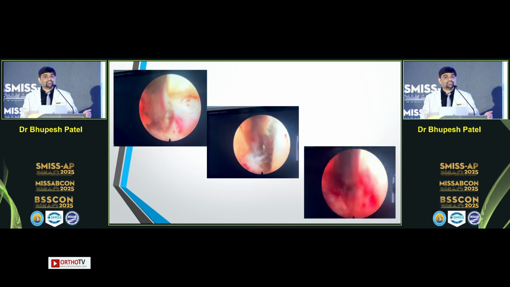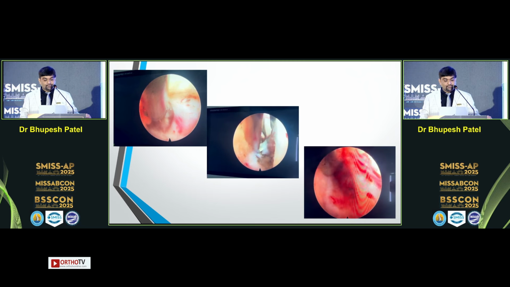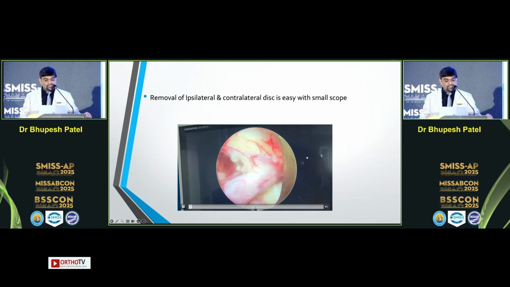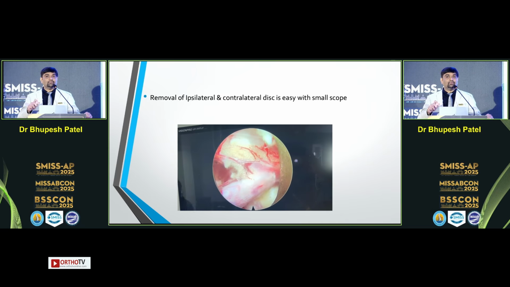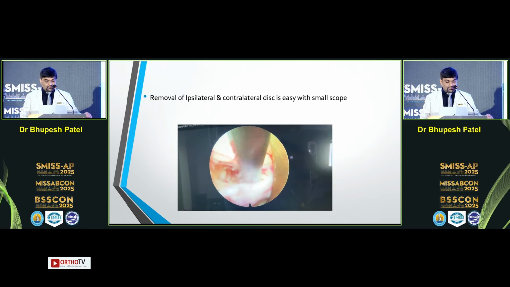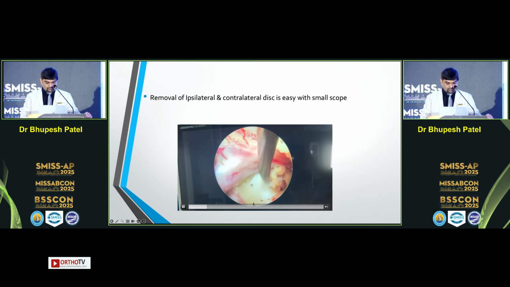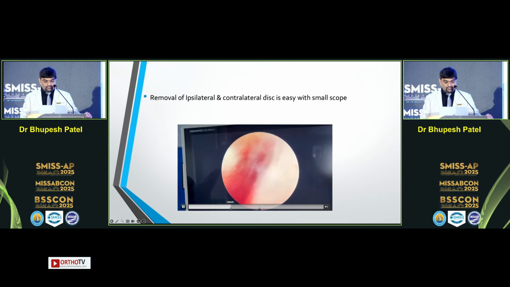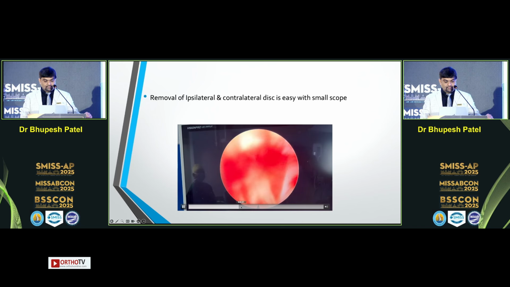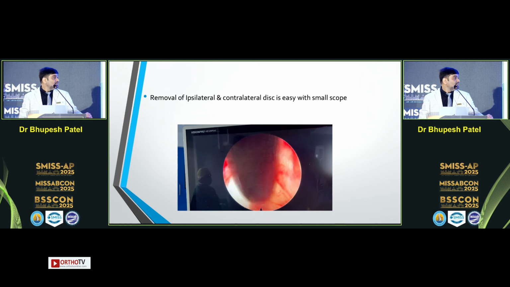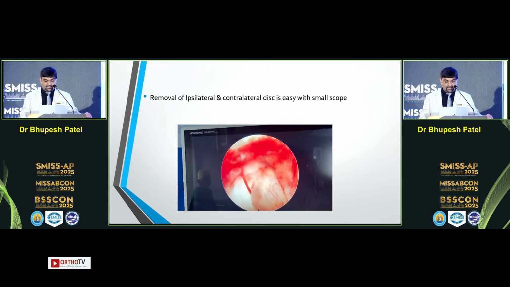If that herniation is in the center and it has a connection to the foraminal type also. Again, removal of the contralateral disc is very easy with the smaller scope because you can easily maneuver your cannula, and your cannula acts as a retractor. With a smaller cannula it is easy, but putting a larger cannula to the contralateral side is very difficult. So here I am going to the contralateral side and just retract the cannula and I go to the contralateral disc. We approach the contralateral disc, just RF, and removing the contralateral disc is very easy.